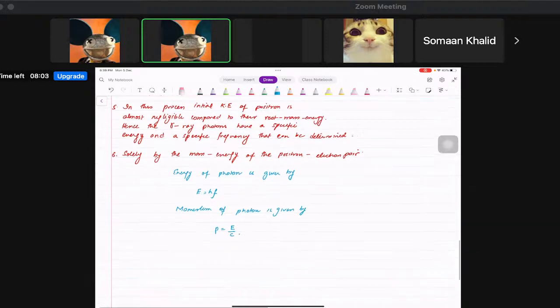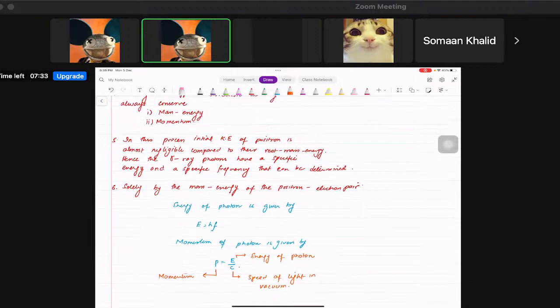Okay, now let me just tell you what these are. So P is the momentum, right? As you guys know. E is the energy of the photon. And c is the speed of light in vacuum. Just want to tell you that. So very important formula. Just remember that, please.